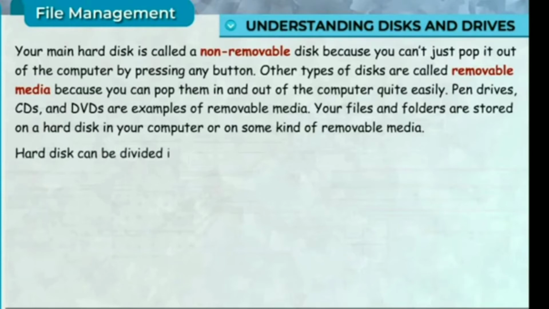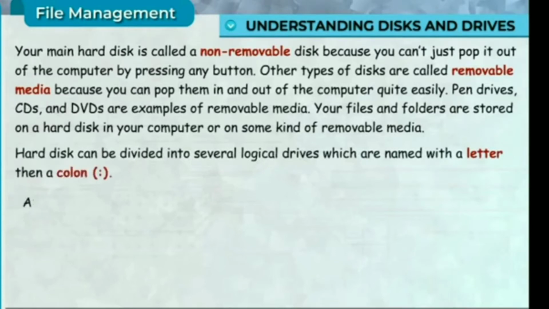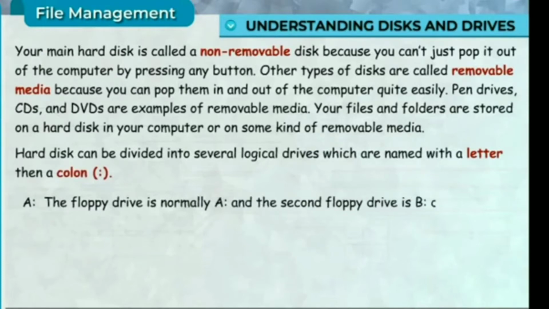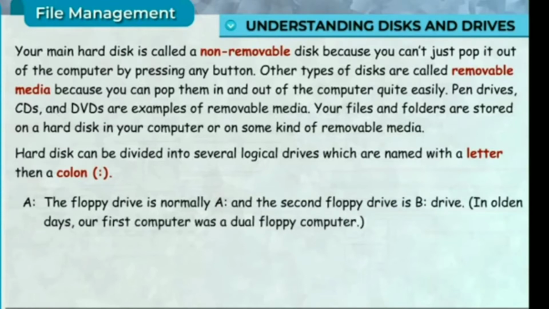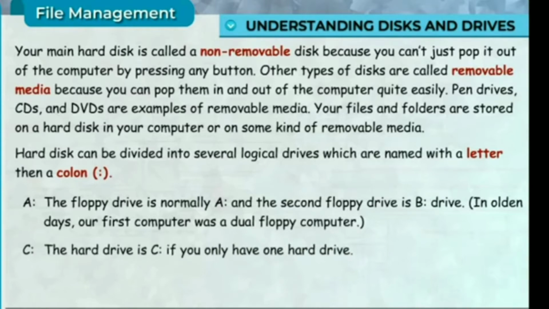Hard disk can be divided into several logical drives which are named with a letter, then a colon. A: The floppy drive is normally A and the second floppy drive is B drive. In olden days, our first computer was a dual floppy computer. C: The hard drive is C if you only have one hard drive.